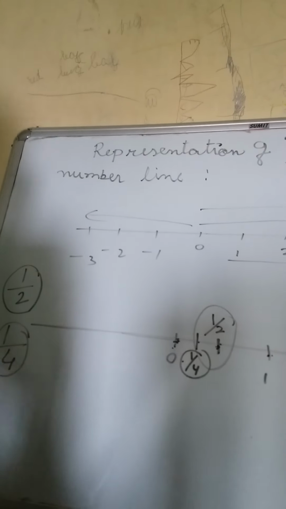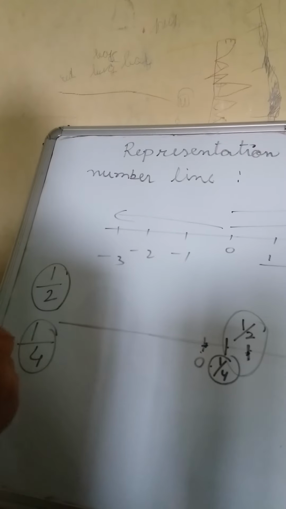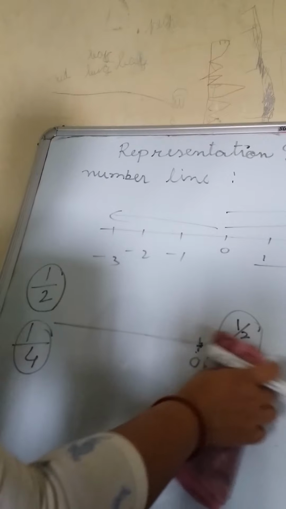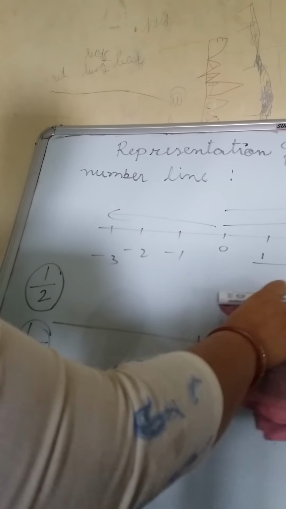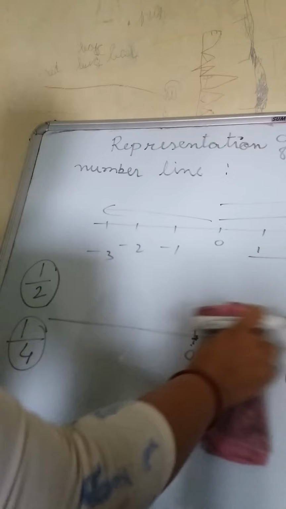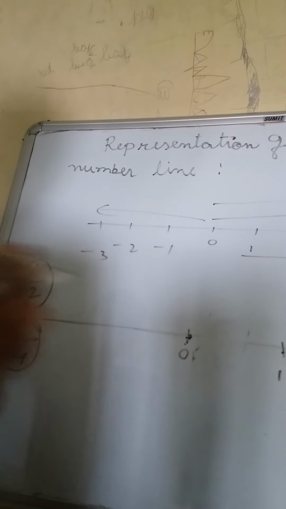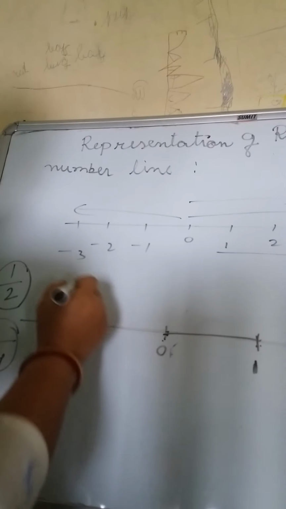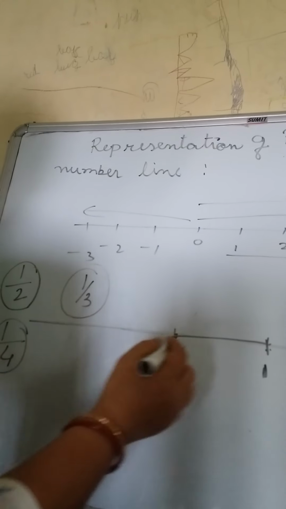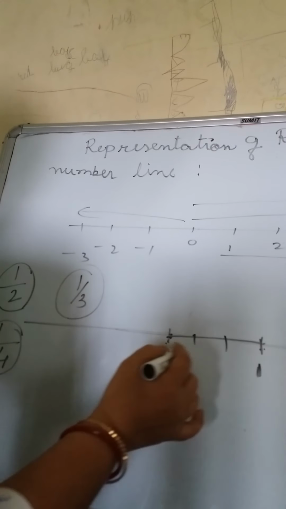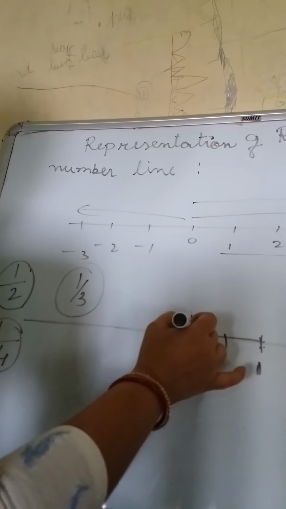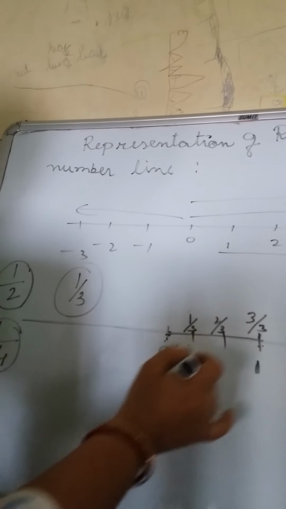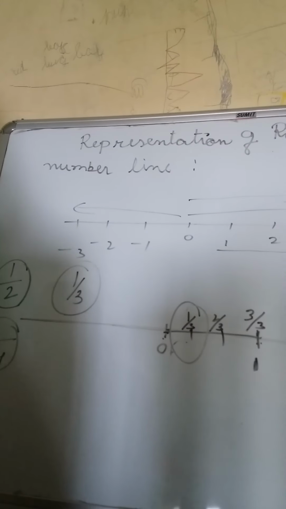In the same way, if I ask you 1 by 3, it is again in between 0 and 1. You have to divide it in 3 equal parts, and this one will be 1 by 3, 2 by 3, and this one will be 3 by 3, meaning 1. Okay, this is 1 by 3.